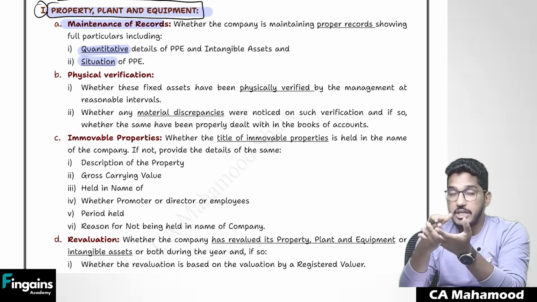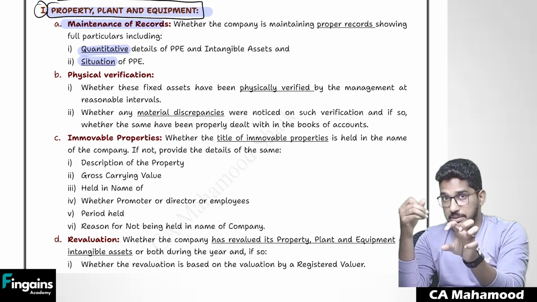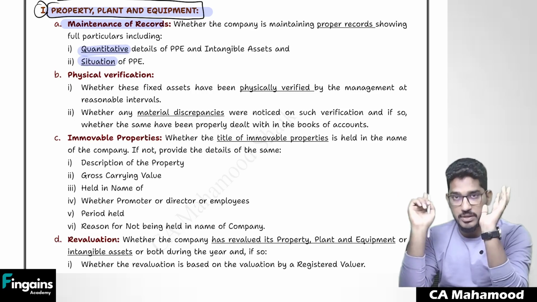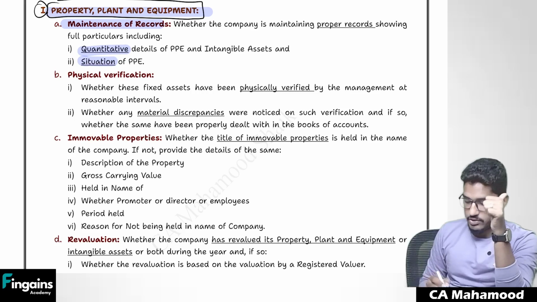So whether your client's management is maintaining those kinds of records for PPE, which will show quantitative details and also the situation of the PPE or not, I need to check and give a comment. That is the first point.